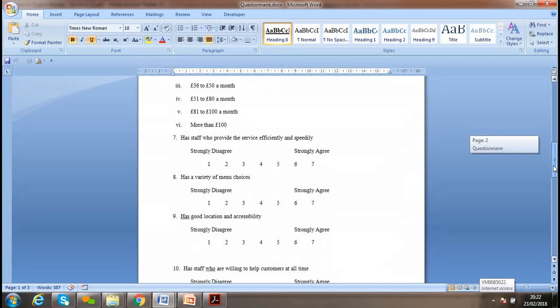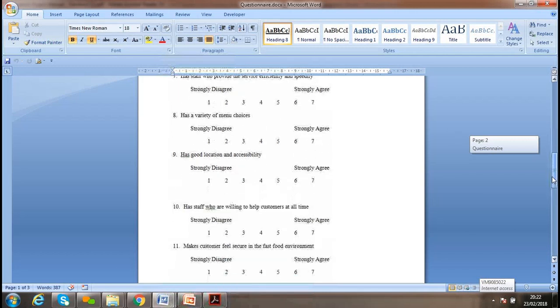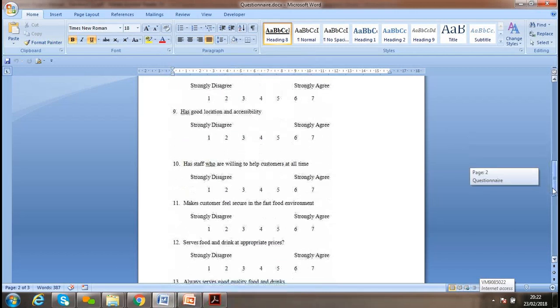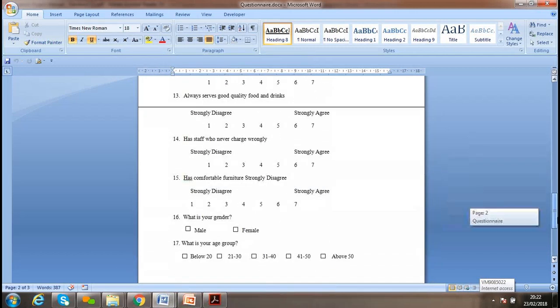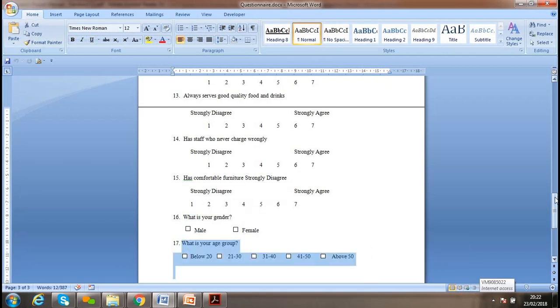So always make sure you don't ask the personal questions at the beginning. Like personal questions: how old are you? What is your gender? These are the questions we can keep for the last. Second last, what is your age group?